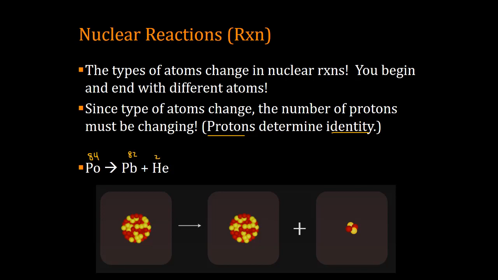So, like I showed before, we had polonium. Polonium has 84 protons. After the nuclear reaction occurs, we're left with lead, Pb, which has 82 protons, and helium, which has the other 2 protons, right? So this split apart into 2 different elements, and so the type of atoms change. The number of protons in these daughter elements is different than the number of protons in the element we started with.